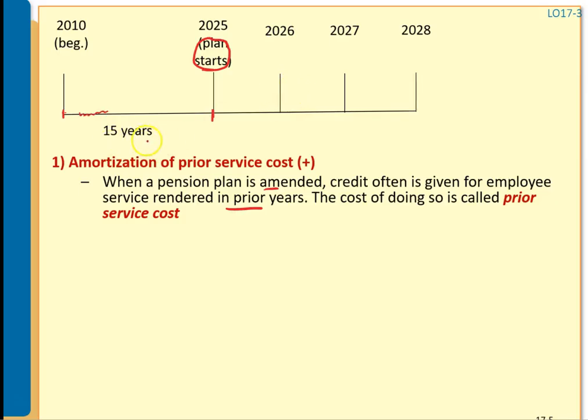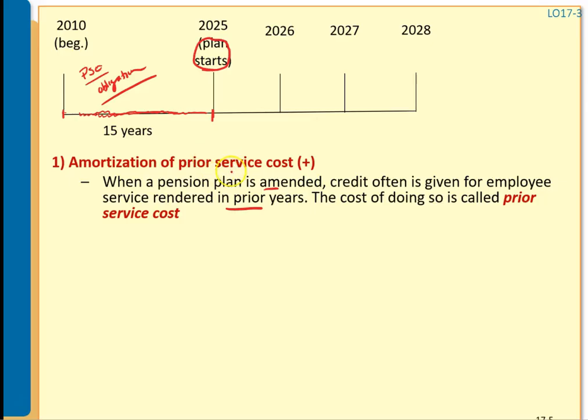So for all these employees that worked either all or part of these 15 years, they should be incorporated into that plan as if that plan had been in place since the beginning of their employment. And therefore, what the company is going to incur is what's called a prior service cost. It's a liability, some additional obligation that the employer will owe as a result of basically giving credit to these employees for the years of service they've already worked.